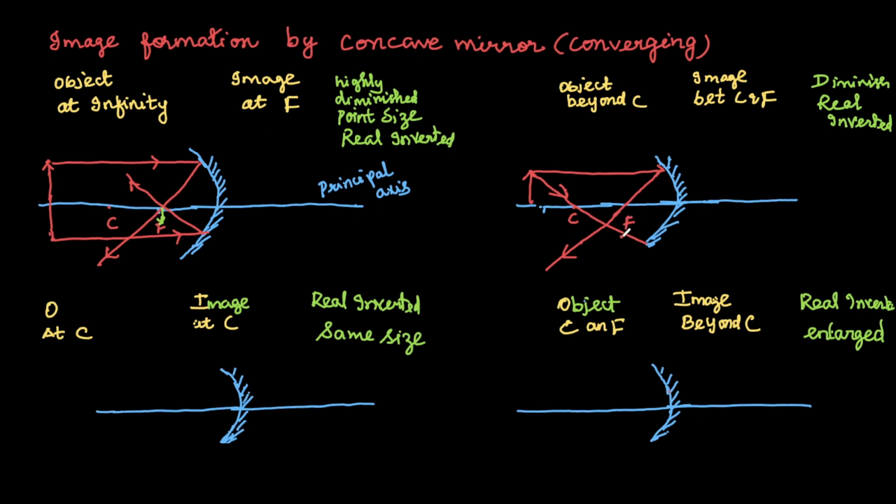When the light ray passes through the center of curvature, it is reflected back along the same line. So these two light rays intersect. At the point of intersection, there will be formation of the image. So the image will be formed between C and F. The nature of the image is diminished, real, and inverted, so it can be captured on the screen. So a diminished, real, inverted image is formed when the object is kept beyond C.